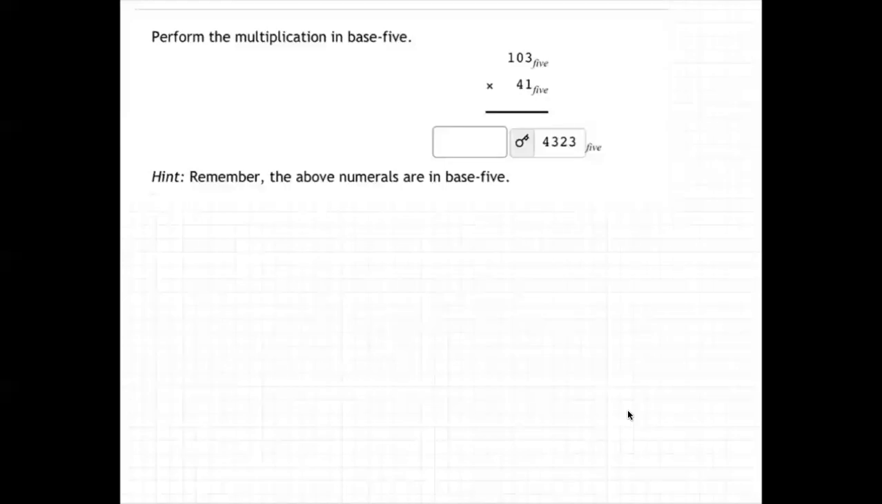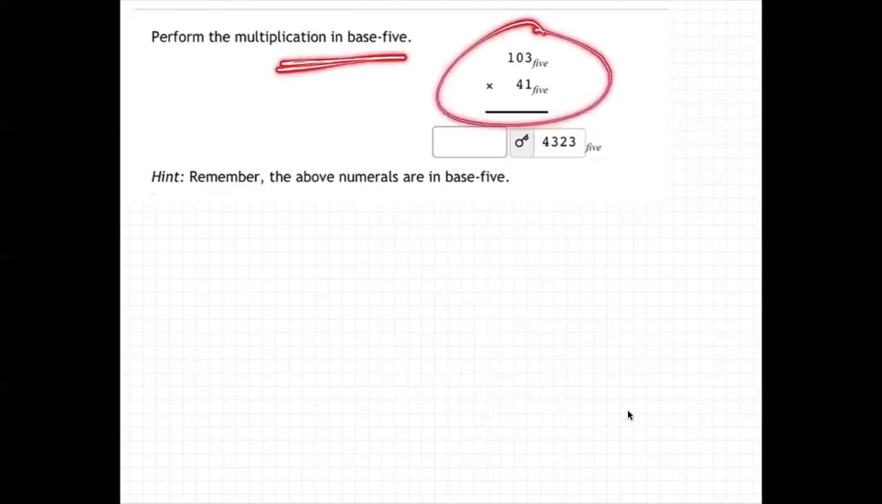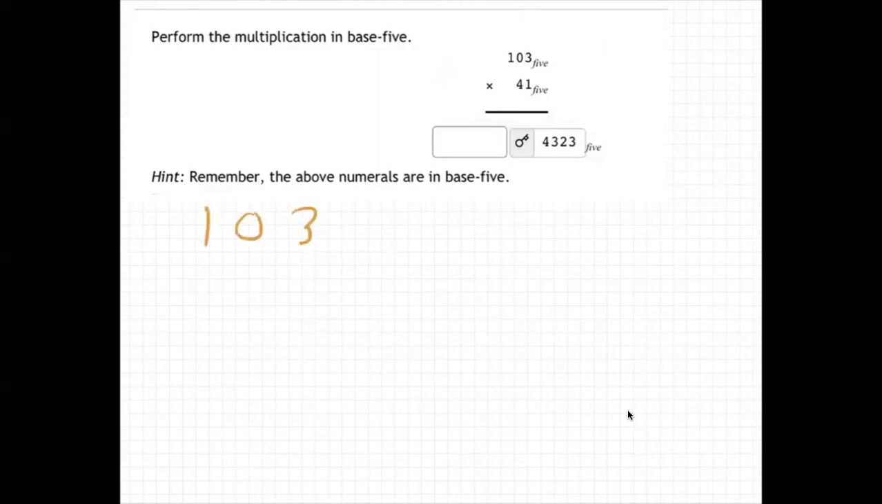Okay, so this question, we are multiplying in base 5. So those two numbers, I'm going to bring them down here. 103 times 41 in base 5. Okay, so how do we do it?